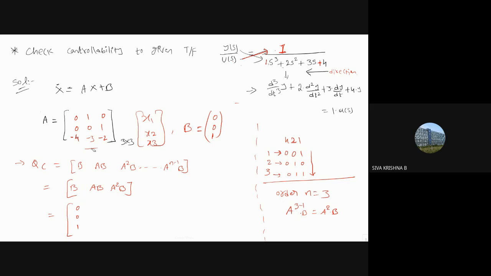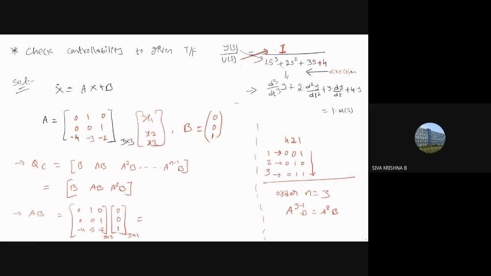Now we will do some multiplication for this. First we will find A into B. That is the A matrix: 0, 1, 0, 0, 0, 1, minus 4, minus 3, minus 2. And the B matrix is 0, 0, 1. So this is 3 by 3 and this is 3 rows and 1 column. So what is the order of the resultant output matrix?